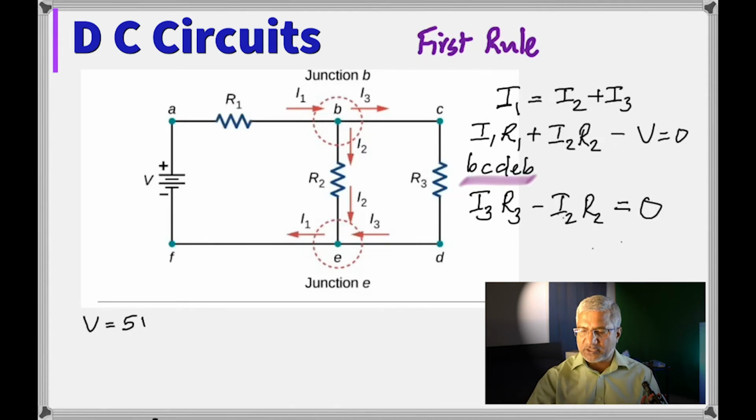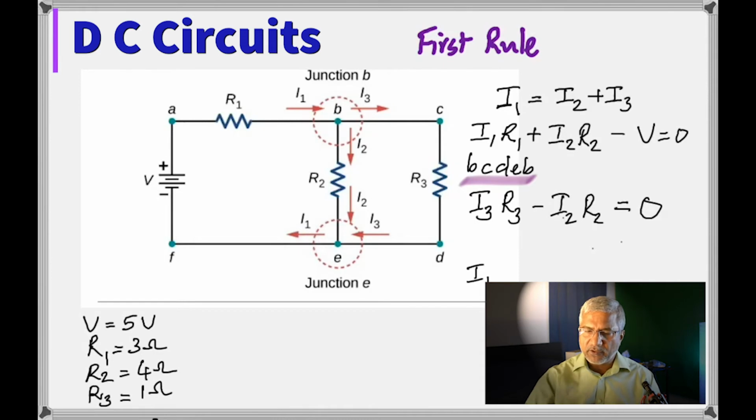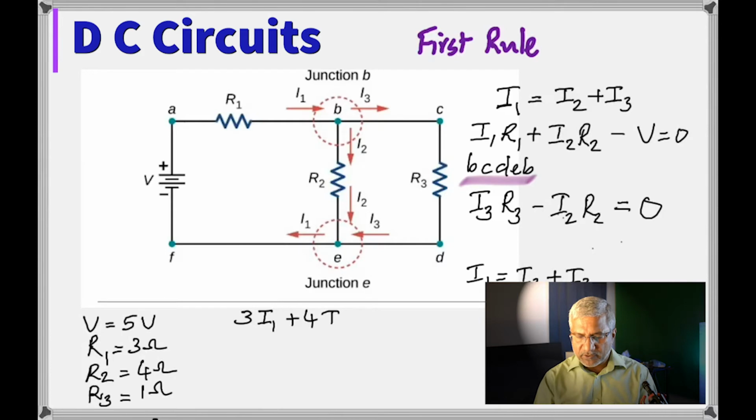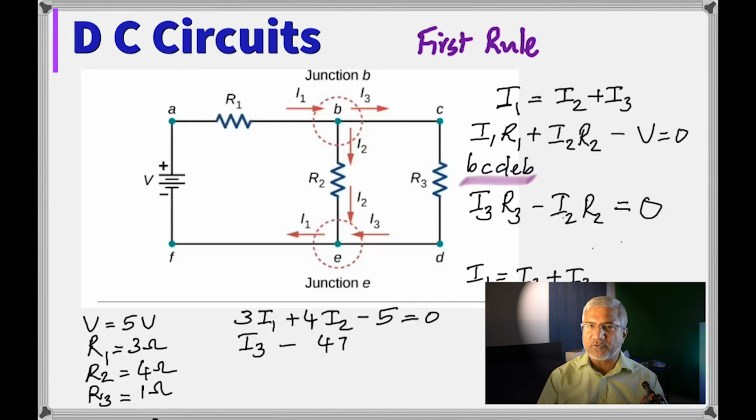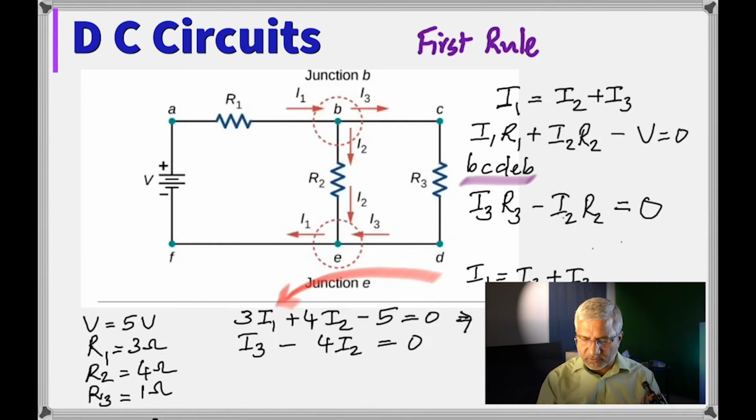I just decided to bring the voltage to the other side. So now I'm just giving an example of what if the voltage is 5 volts here, the resistances are 3, 4, and 1. So R1 is 3, R3 is 1, and R2 is 4. Then would you be able to calculate the currents? For sure. So you would now get 3I1 plus 4I2 minus 5 is equal to 0. That's what I told you before, just that I'm using numbers now. And then I3 minus 4I2 is equal to 0.